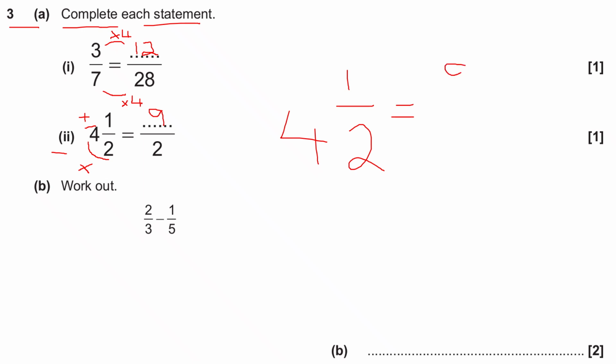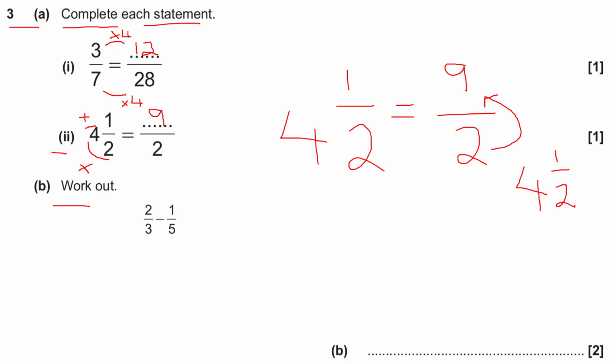So 9/2. And to go back to mixed numbers, you say how many times does 2 go into 9? It goes in 4 times fully, because 2 4s are 8, and the remainder is 1, okay, in case you're wondering. Part B, work out 2/3 minus 1/5, so subtracting fractions.